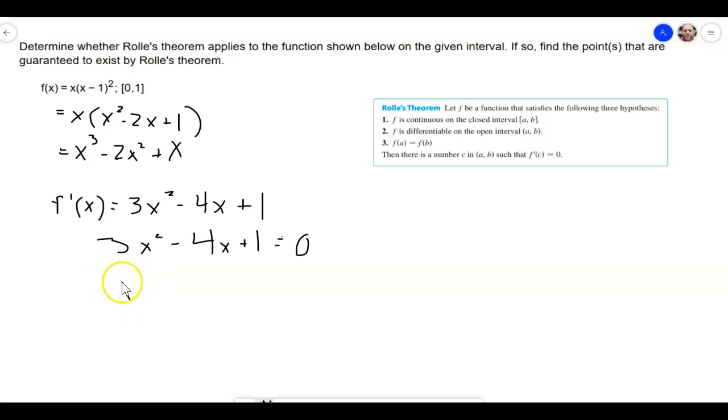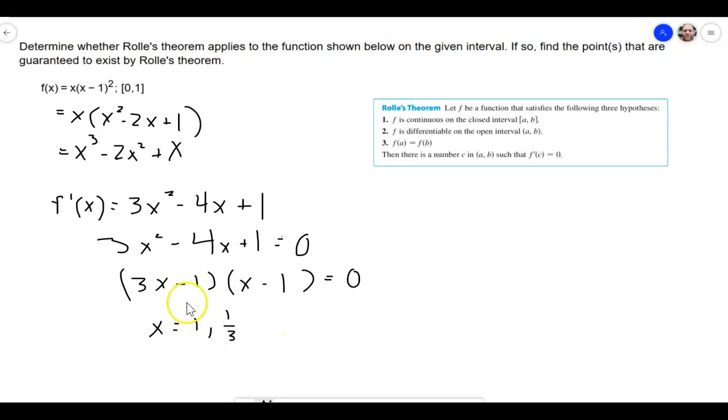And now, let's see if we can factor this. 3x and x. And I think this is a minus 4, so that should be a minus 1 and a minus 1 there. So minus 1 and minus 1 will give us our minus 4, so that looks good. And this is equal to 0, so that way x is equal to 1, and that's going to give us 1/3.